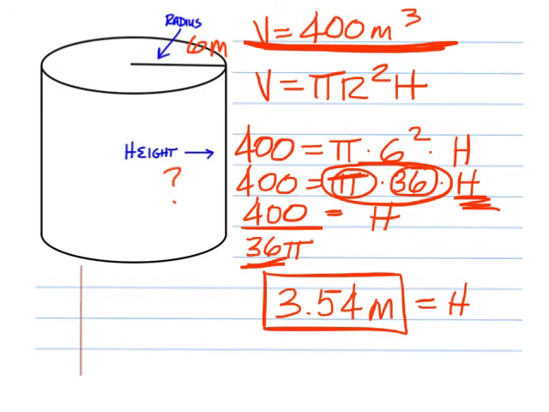It's not meters cubed because you're not looking for volume. You're looking for the measure of the height. That's a distance. Distance is simply units to the first power. No exponent on it.